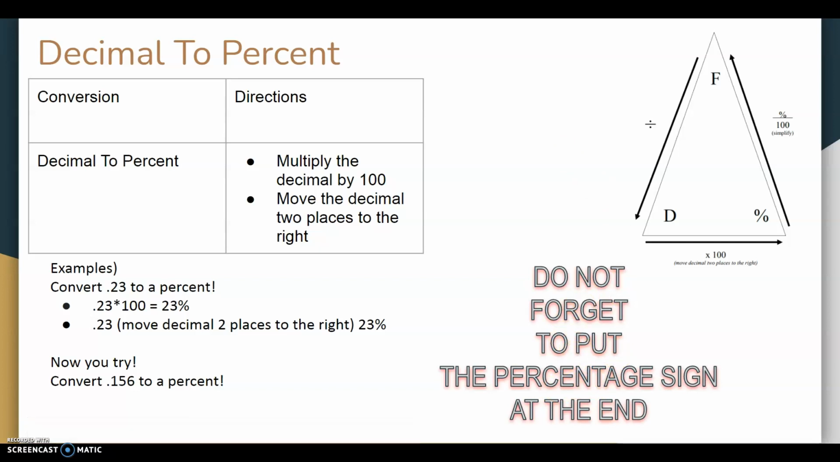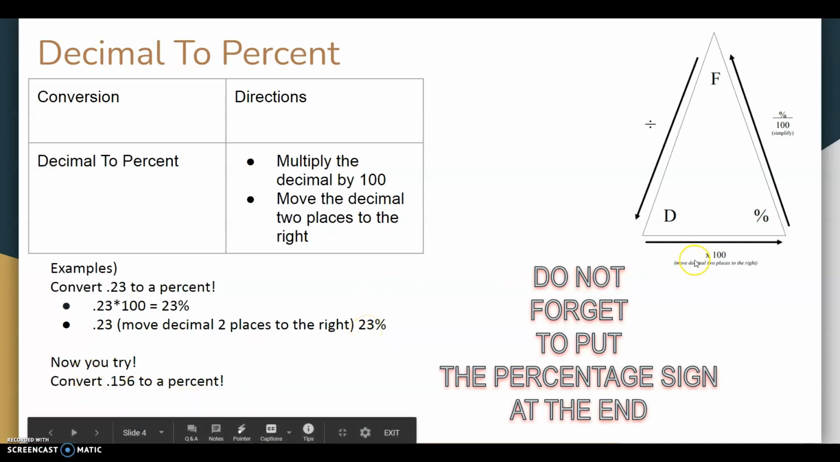So example 1, convert 0.23 to a percent. So you could either just do 0.23 times 100 and get 23%, or when you see the 0.23, you can move the decimal two places to the right, 1, 2, and then put your percent sign.